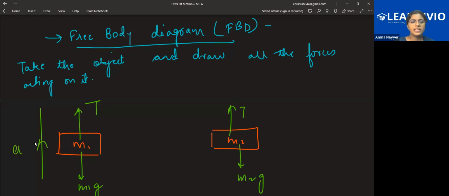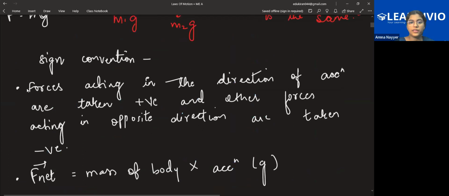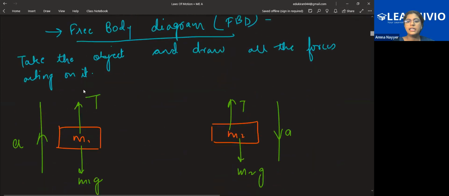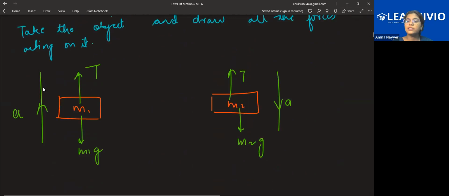Here we know the acceleration is going up and here we know the acceleration is going down. Now remember one thing, the direction of acceleration is always taken positive. Forces acting in the direction of acceleration are taken positive and forces in the opposite direction are taken negative. F net is mass of the body into acceleration. Suppose the acceleration is upwards. So for us here, upwards will be positive and downwards will be negative. Whatever is the direction of acceleration, we take it as positive.